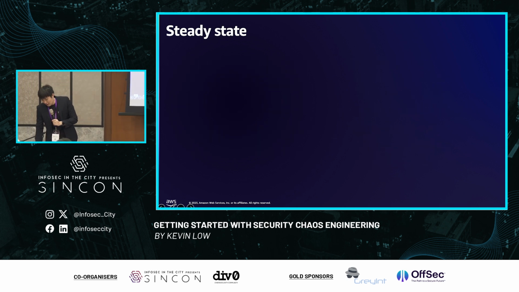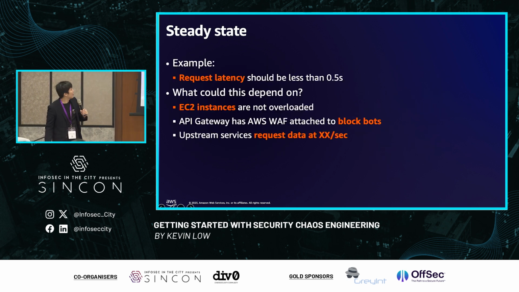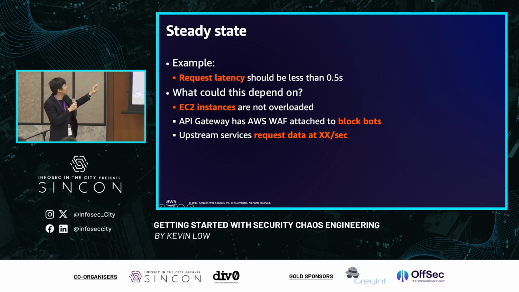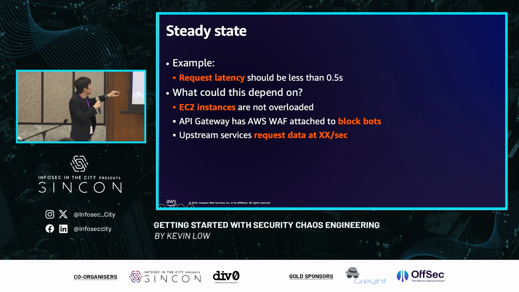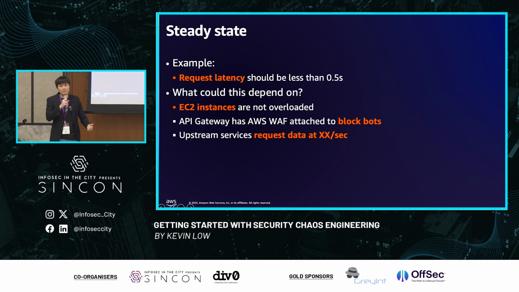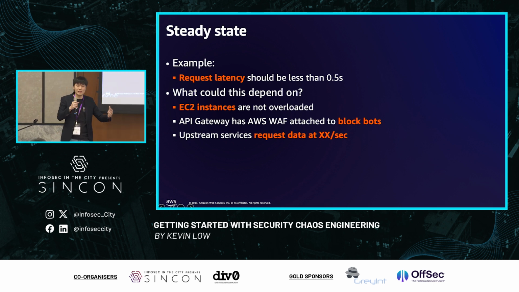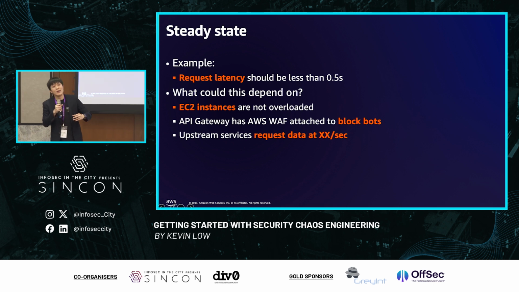So, earlier example, we have latency. Let's say in our example just now, request latency should be less than half a second per request. And what could this depend on? If we do a bit of threat modeling here, your EC2 instances are not overloaded. They are all running at 60% CPU utilization. Your API gateway has WAF, a web application firewall, attached with block bots. So this will stop any kind of layer 7 DDoS attacks. And maybe your upstream services request data at a certain rate per second.